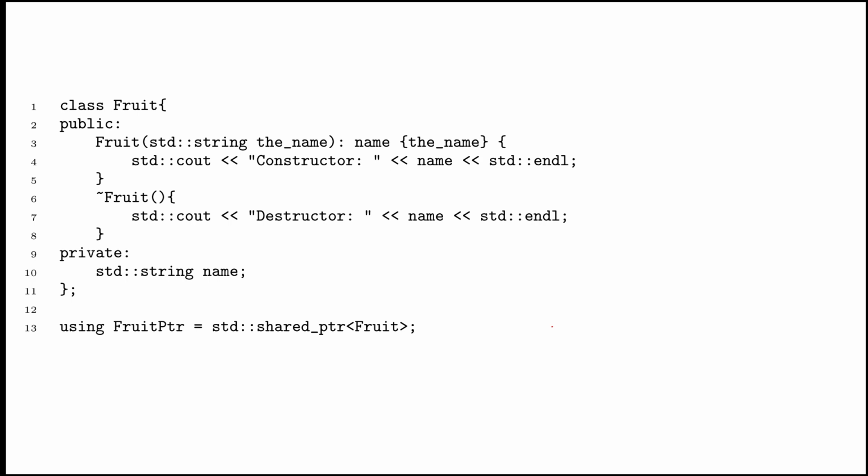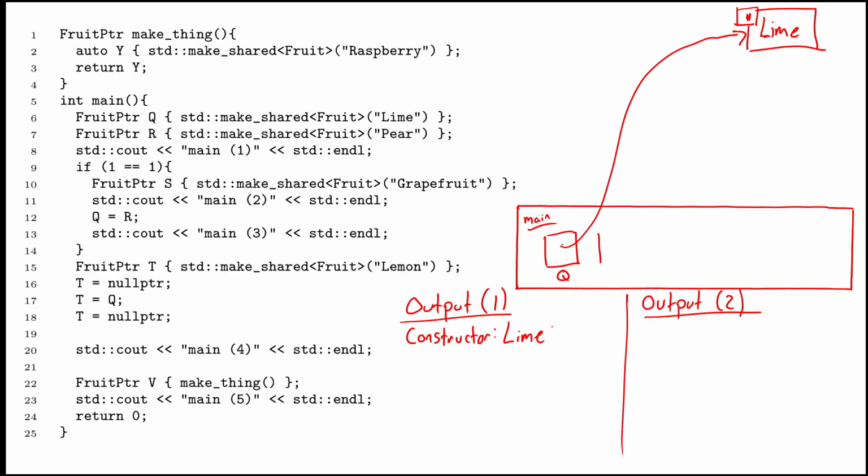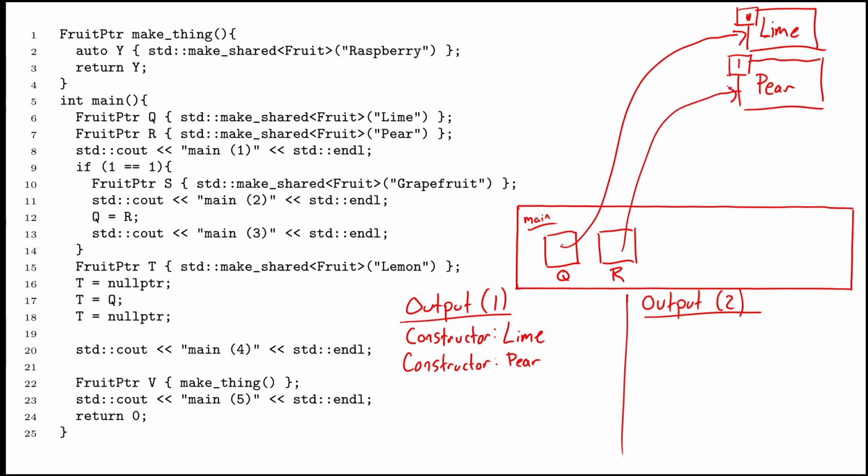When you call the constructor, it prints that it's the constructor. When you call the destructor, it prints that it's the destructor. So I print out the constructor for lime. On line number 7, I then make a new variable called R, which is going to be a fruit object containing the name pear. Formally, the constructor gets called about here. So before the makeShared function is done, that's where the constructor actually gets called. So constructor for pear. And it also gets a reference count of 1. And then R points to that.